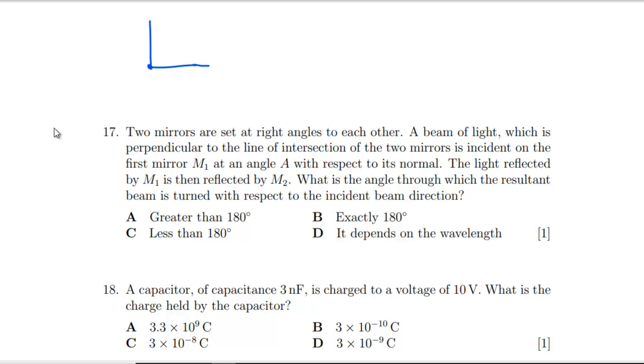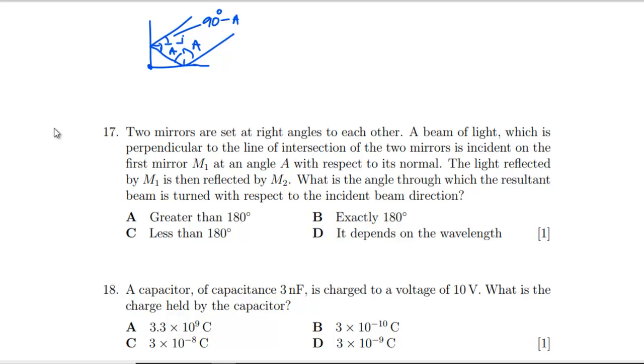The beam is incident on the first mirror at an angle A with respect to its normal. Right, so we've got something coming in at angle A. Light is reflected by M1 and then by M2. So that would go out there and then come out there. What is the angle through which the resultant beam is turned with respect to the incident beam direction? Right, okay. So if we've done A there, well, that's A, because that's how reflection works, those angles must be the same. So that is 90 minus A, and so is that 90 minus A. These are 90 degrees minus A.